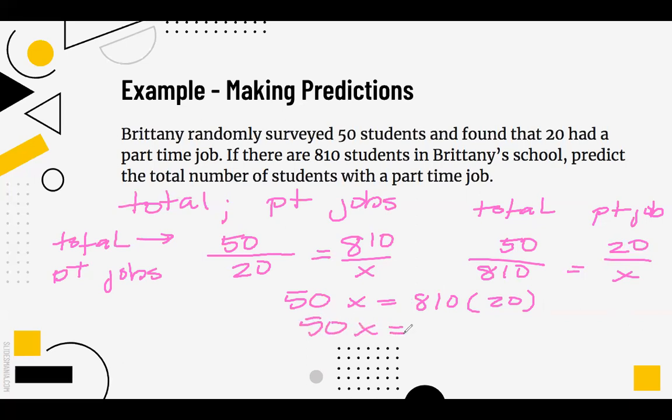So then 50x is equal to 16200. And then if I divide both sides by 50, x is equal to, 5 goes into 16 3 times, 5 goes into 12 2 times, 5 goes into 24 4 times, 324, right? So approximately 324 students have part-time jobs. Do we have questions? Do you guys understand what I mean by horizontal versus vertical? Okay, perfect. Let's go on.